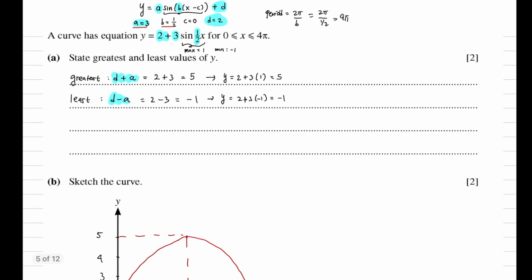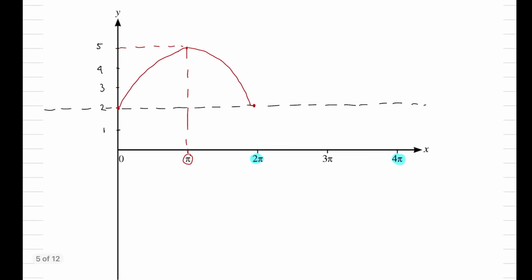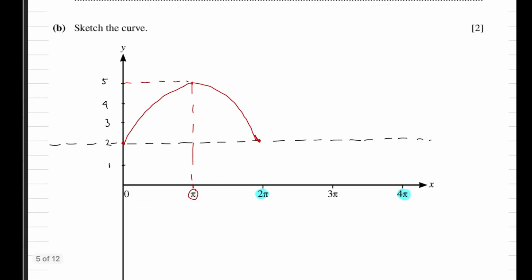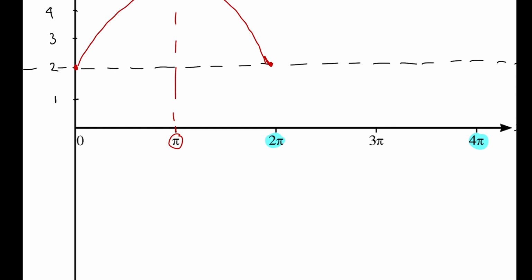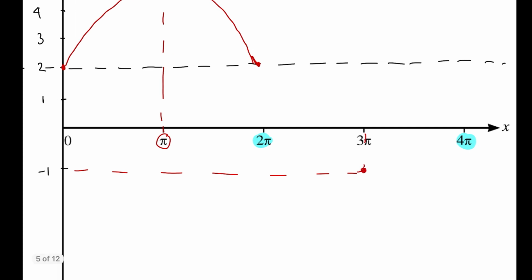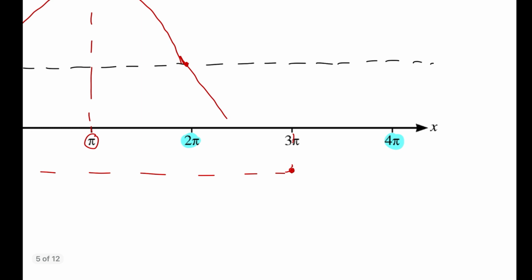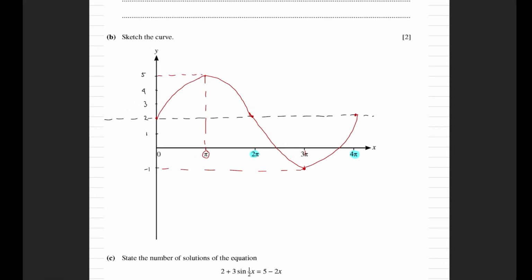Now we just need to draw the valley. We already calculated the least value is -1, so this is -1 around here, and then the minimum happens at 3 pi, like the middle, so it's here, the bottom part of the graph. So you just draw a valley and stop at 4 pi, so approximately like this. So this is your curve.